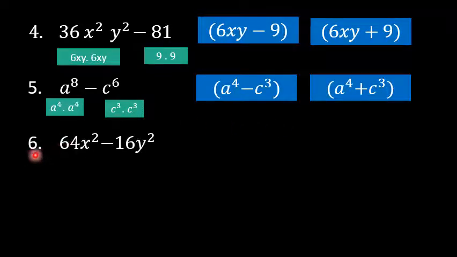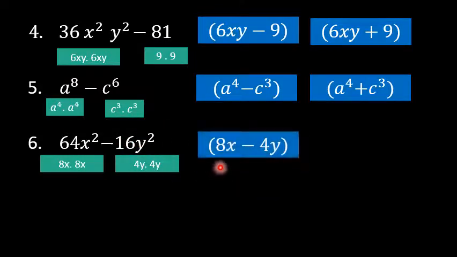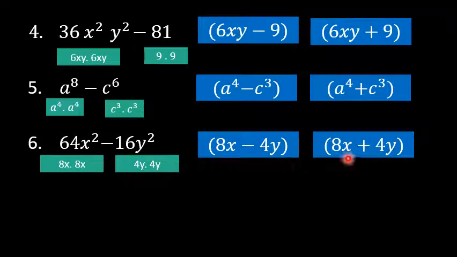Number 6, 64x raised to 2 minus 16y raised to 2. This factors into 8x times 8x, and 4y times 4y for 16y raised to 2. Quantity 8x minus 4y, quantity 8x plus 4y.